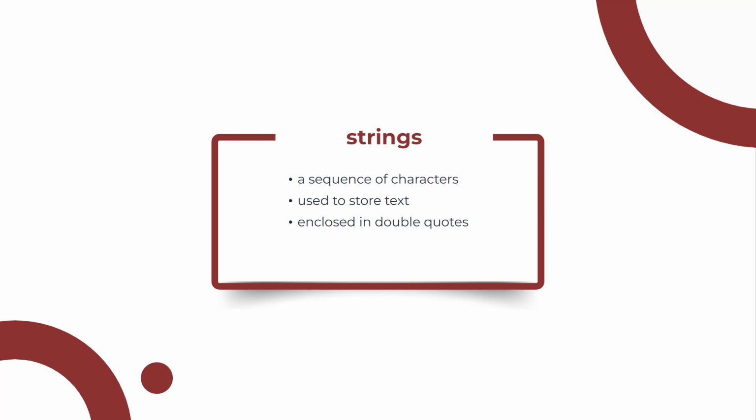In Java, a string is a sequence of characters. You can think of it as a type of variable specifically designed to store text. This text could be a single word, a full sentence, or even numbers treated like text. Strings in Java are always enclosed in double quotes.